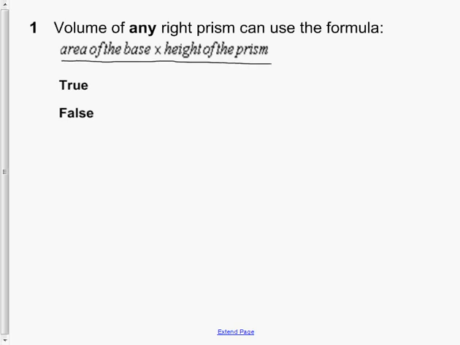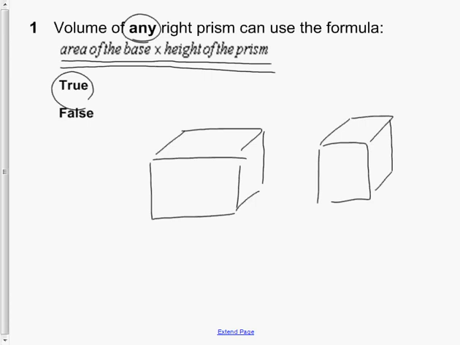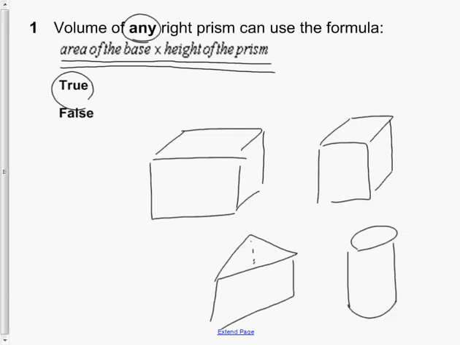And that formula is this right here. The area of the base times the height of the prism will be the volume of any right prism. So the answer is true. And what we mean by that is if I had a rectangular prism, or if I had a cube, or if I had a triangular prism, or if I had a cylinder, in all four of those cases, all I would need to do is find the amount of cubic centimeters that fit in the first level, and I would simply multiply that by the height of the prism, and that would tell me how many there were.